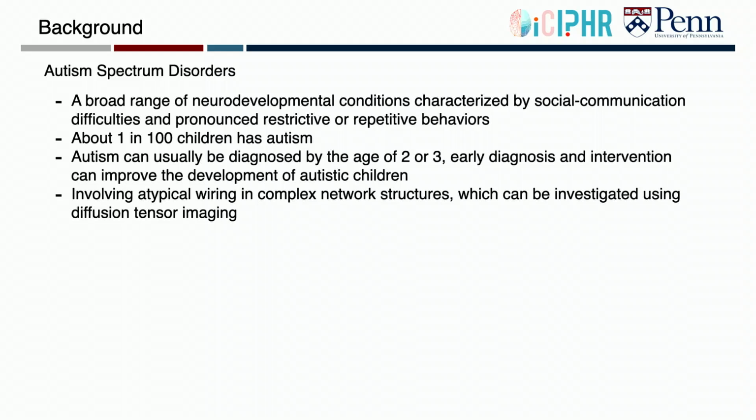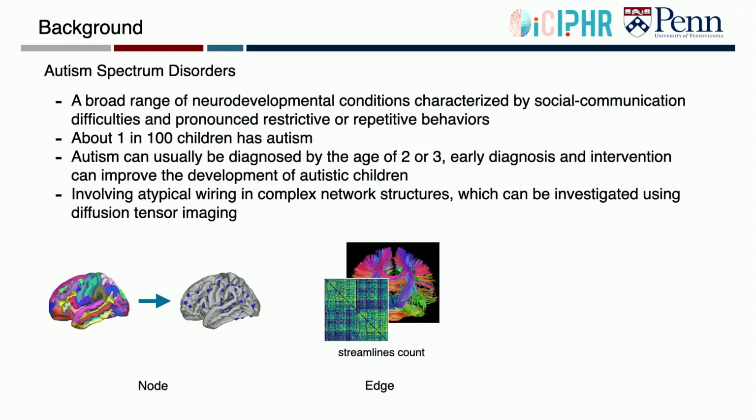Autistic brains may involve atypical wiring in their complex network structures, which can be studied using diffusion tensor imaging. We can first parcellate the brain into different regions, denoted by nodes of the network, and then calculate the number of streamlines connected to nodes, annotated by the edges of the networks. Then we can compute different network properties, like network statistics, from those brain networks.